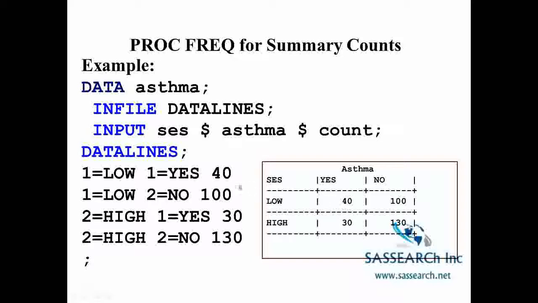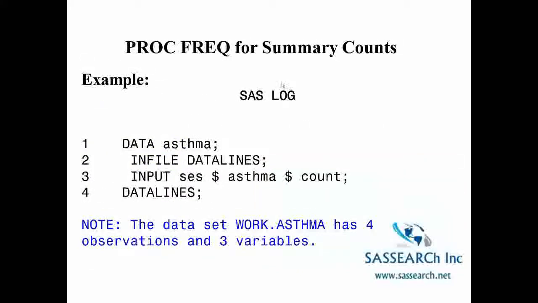So again, we're only reading in 4 observations, but with these 4 observations, we can create a contingency table that's summarizing data on 300 patients. So here is the SAS log from reading in this data, and we see that we've read in 4 observations and 3 variables.